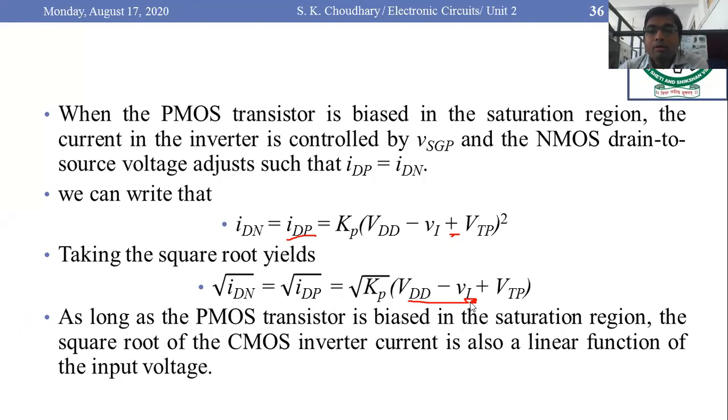Okay. So now time is very much less. In the next lecture, we would discuss the power dissipation of the CMOS inverter.